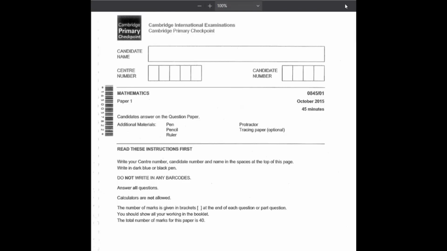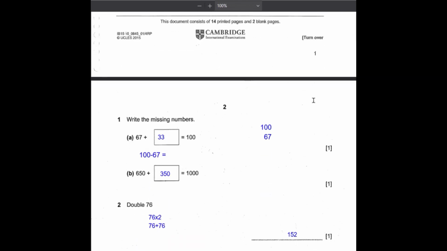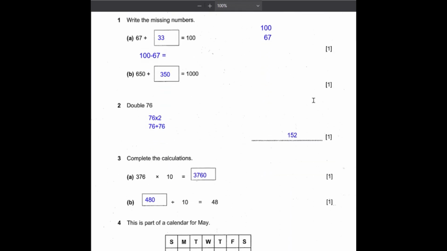Okay, so hello. We're going to do checkpoint exams, and this is paper one, 2015, October. Okay, let's see the first question, and we go and we start and hit it. Question number one is write the missing numbers.